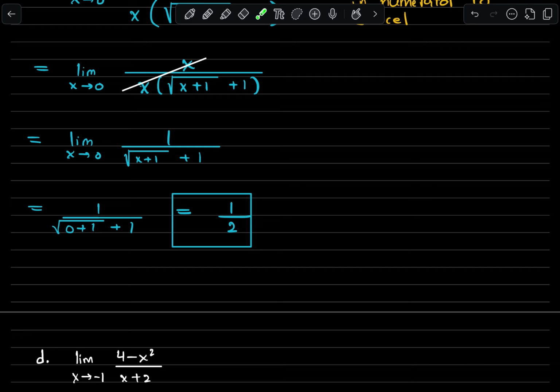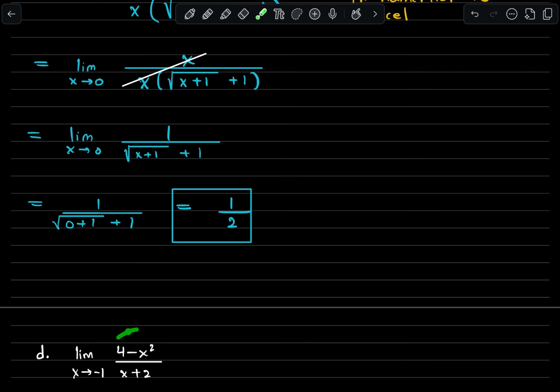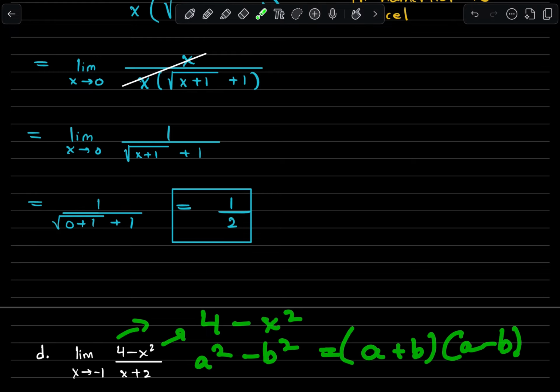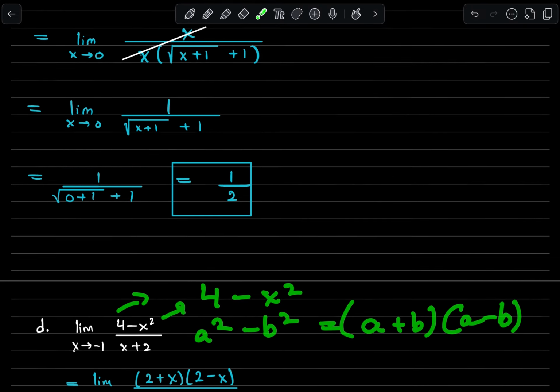All right. And finally, example D. We've got the limit as x approaches -1 of (4 minus x squared) over (x plus 2). Okay? So right away, you might notice this also is just a difference of squares. That can be factored into a plus b times a minus b.